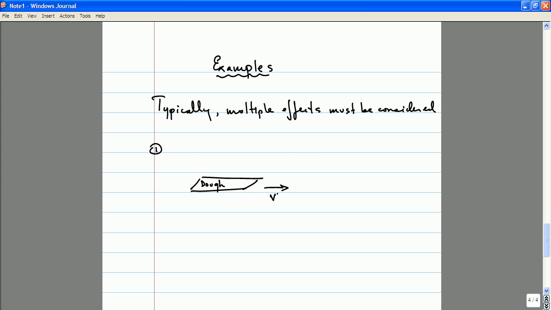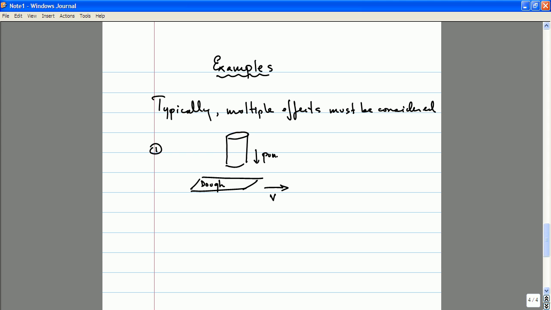And I have an automated machine which punches out cookies. I don't know, they're shaped like, well, I can't really draw. I would like them to be gingerbread men, but we'll just make them circles because they're easier to draw. So we have some hole-shaped puncher.